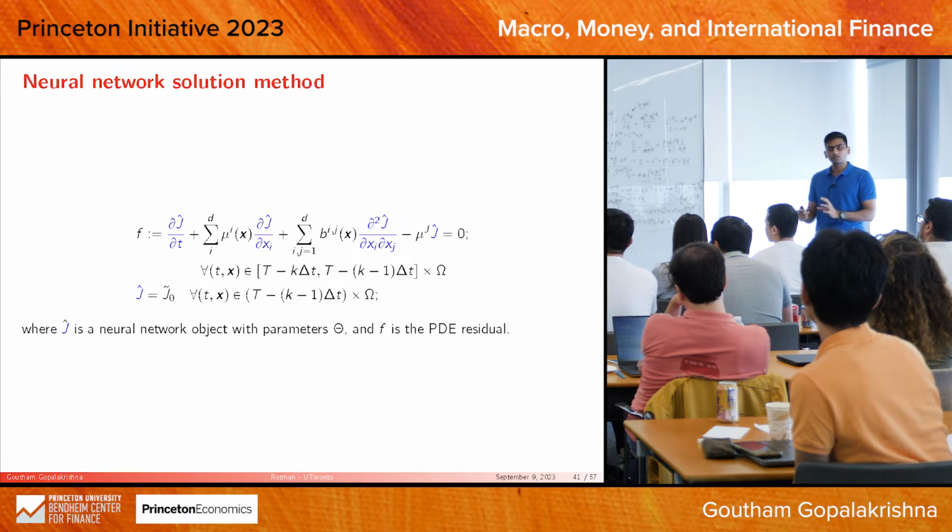What does it mean? You're forcing the PDE residual to be satisfied in the time-space domain, but you're also forcing it to obey the initial condition. That's where the stability comes in. All right.